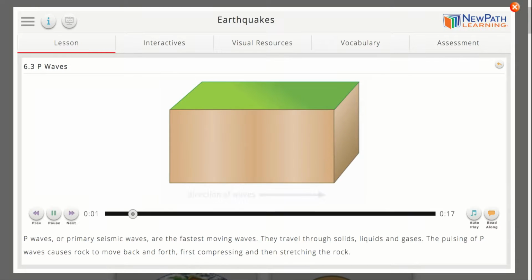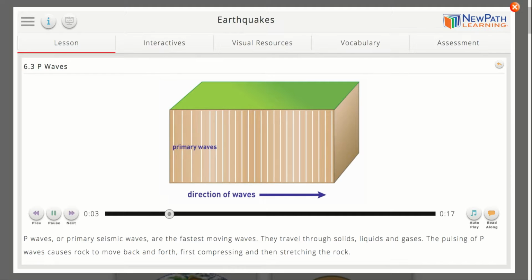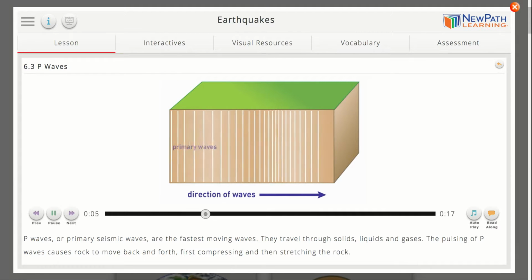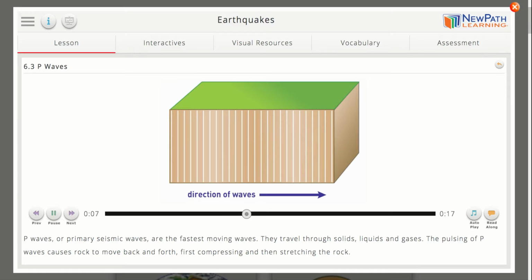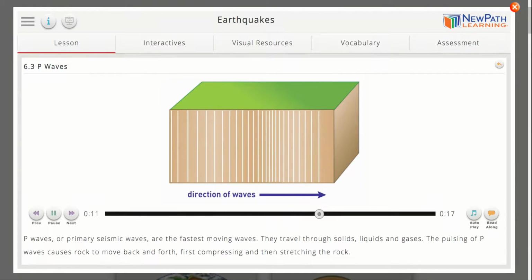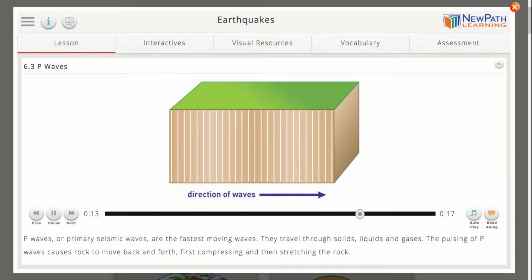P waves, or primary seismic waves, are the fastest moving waves. They travel through solids, liquids, and gases. The pulsing of P waves causes rock to move back and forth, first compressing and then stretching the rock.